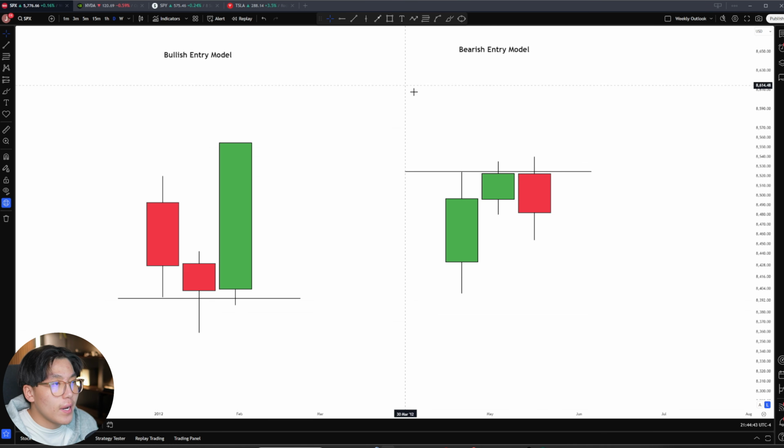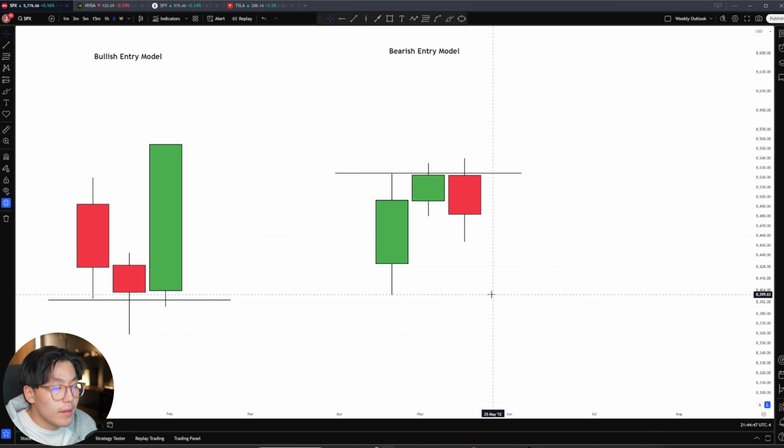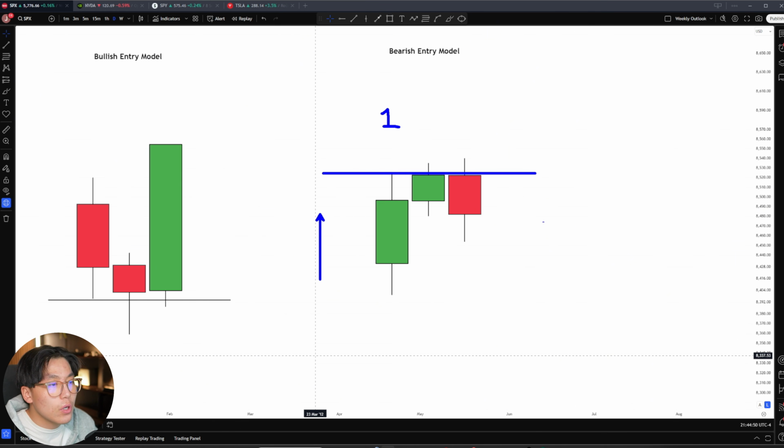And then on the right hand side, what we have is the bearish entry model. So it's the exact same thing as the bullish entry model, but towards the downside. In this case, as you can see, what we have is what's called our lead candle. Our lead candle pushes price towards the upside into some sort of key level of resistance. So in this case, we have a key level of resistance.